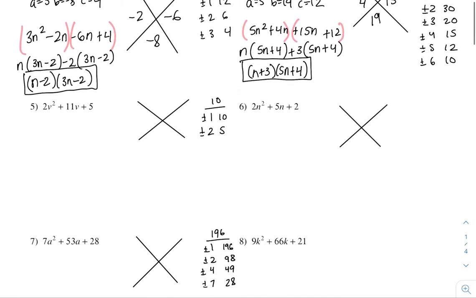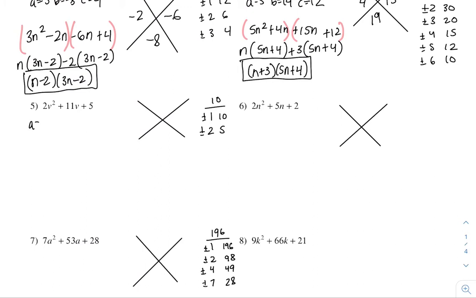Number 5. A is equal to 2, B is equal to 11, and C is equal to 5. Up top, A times C is 2 times 5, which is 10. On the bottom, it's B, which is 11. Two things that multiply to 10 but add together give us 11. That is going to be 10 and 1.